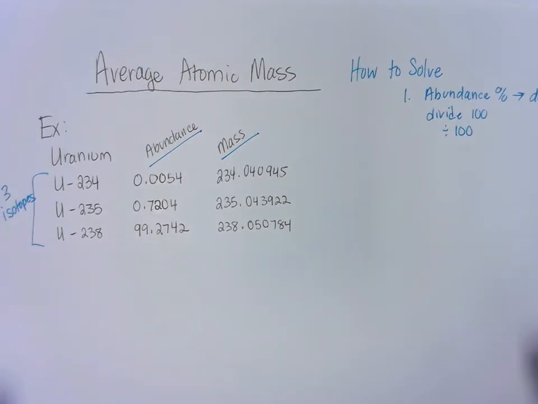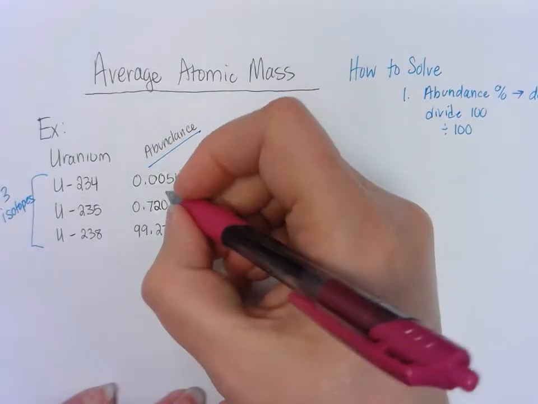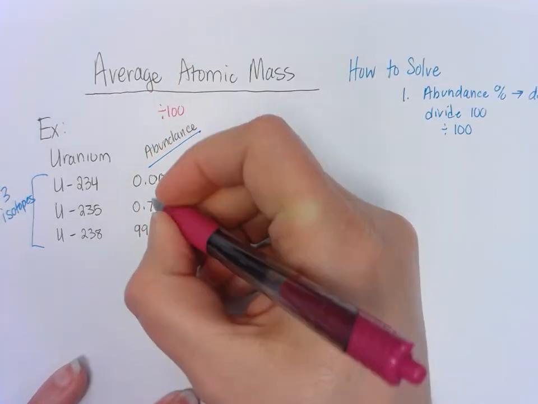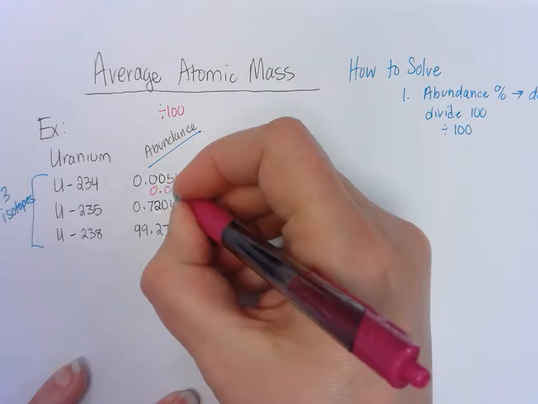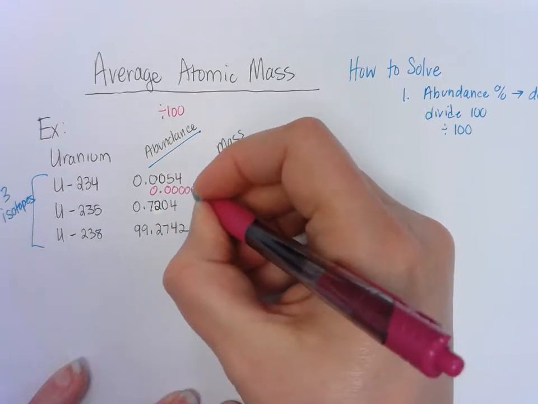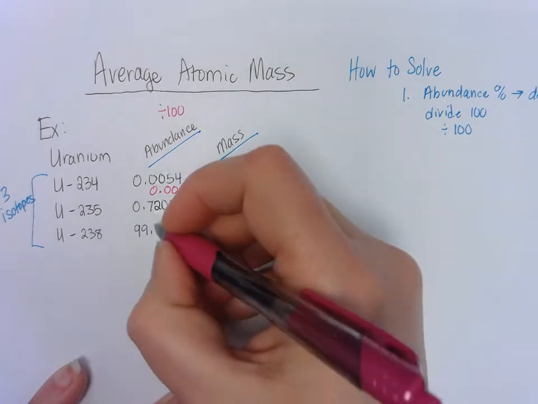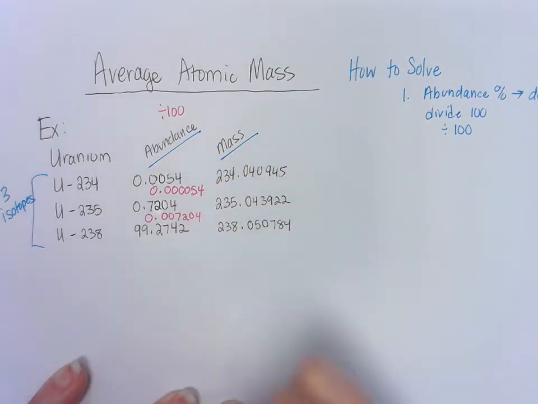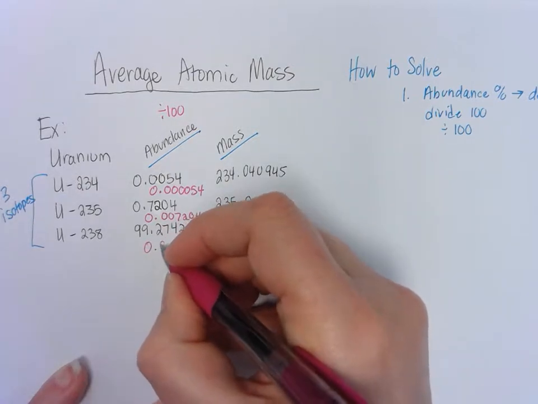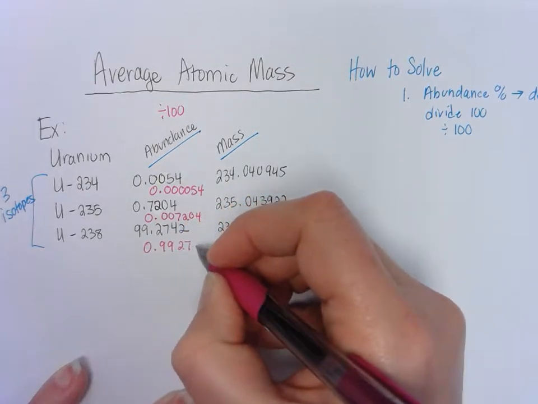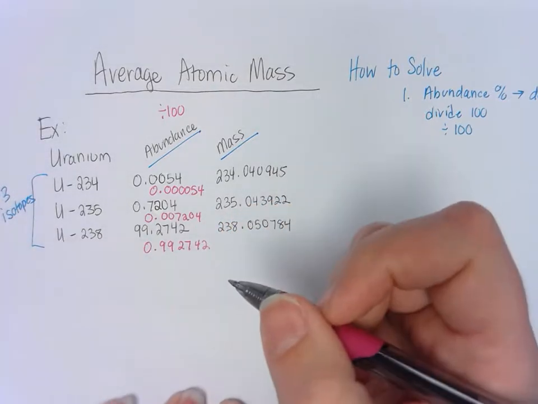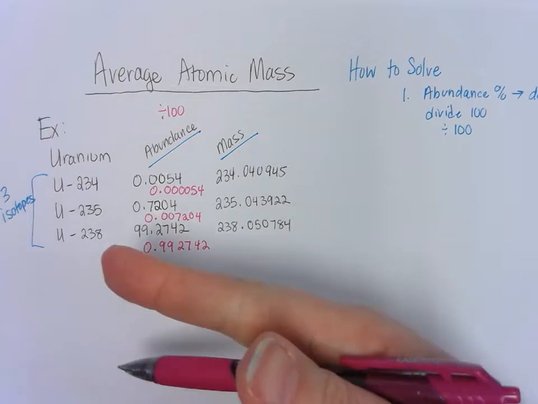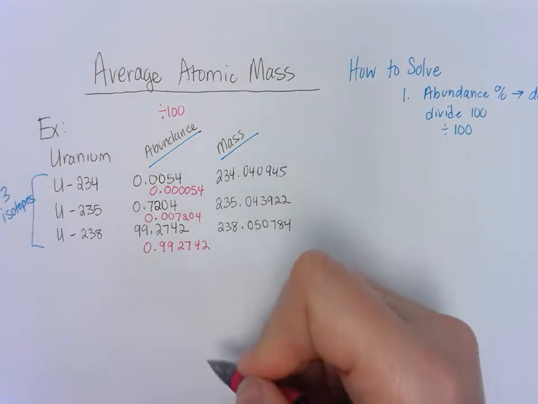What I'm going to do in this problem is we are going to move the decimal place. We're going to essentially divide this by 100. So this number becomes 0.00 and then our answer that was written there. Okay, and the next one is 0.007204, and then this last one becomes 0.99 and 2742. Remember, when you're dividing by 100, you're moving your decimal places 2 spots to the left. So that's the first step.